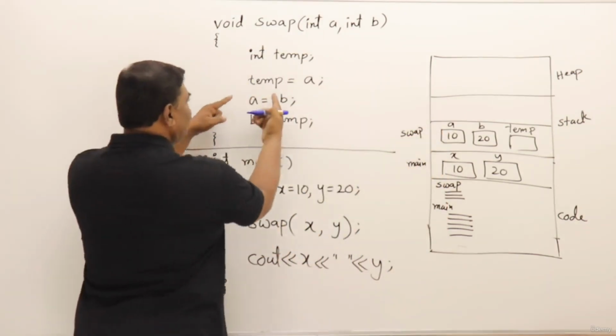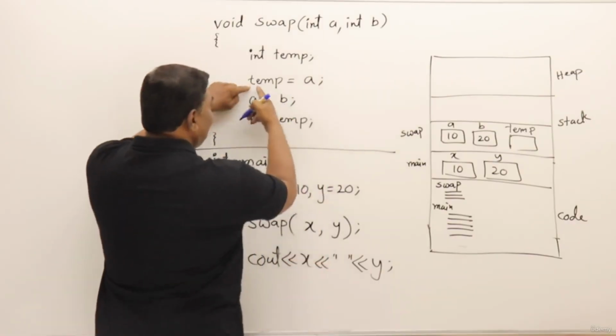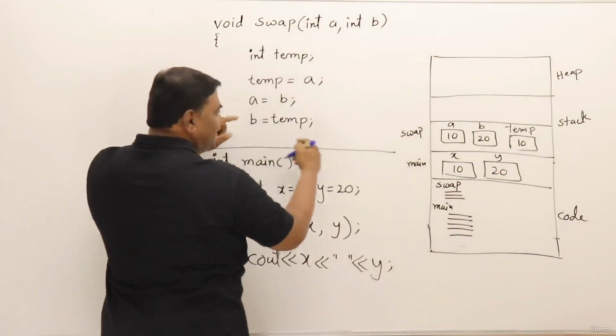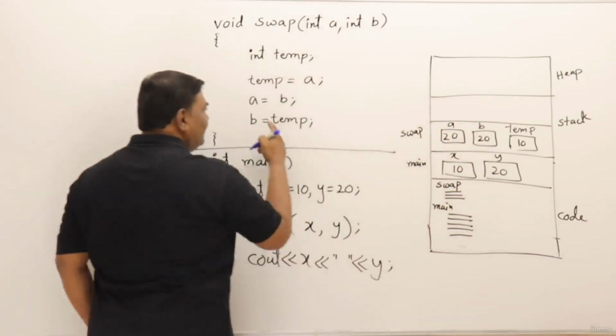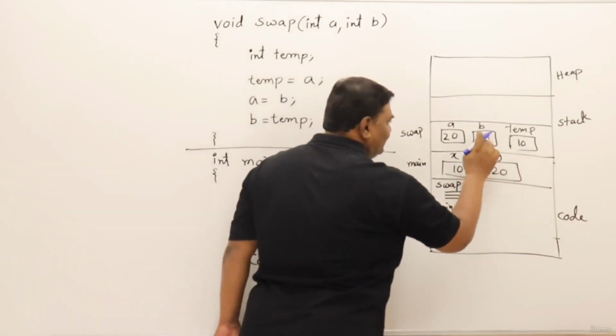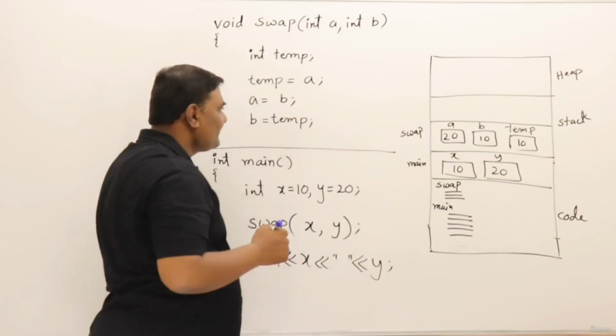Now let us see what is happening here. The values of a and b are interchanged. So temp is assigned a's value, so 10 will be copied in temp. Then a is assigned b's value, so b's value is stored in a. So this becomes 20. Then b is assigned temp, so b will contain the value of temp. So 10 is stored here. So yes, they are swapped.